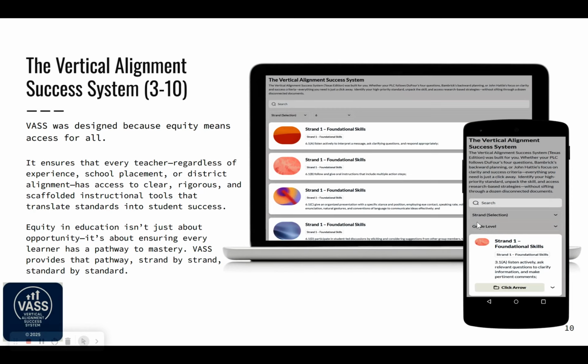VASS was designed because equity means access for all. It ensures that every teacher, regardless of experience, school placement, or district alignment, has access to clear, rigorous, and scaffolded instructional tools that translate standards into student success. Equity in education isn't just about opportunity, it's about ensuring every learner has a pathway to mastery. VASS provides that pathway strand by strand, standard by standard.